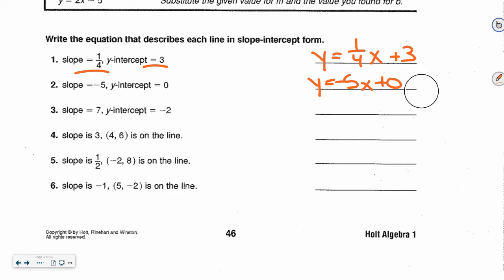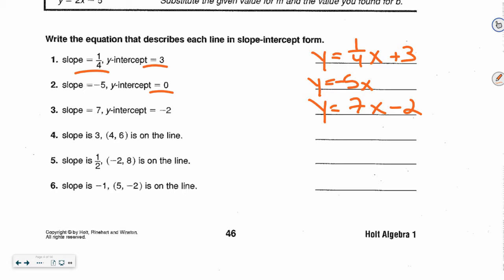I actually wouldn't have that in. So you would just see something that says -5x. And you have to interpret that that y-intercept is 0. We don't usually write zeros because they just cancel each other out. And the last one, y equals 7x minus 2. So that negative sign turns into that subtraction, and that's how you would write the equation.